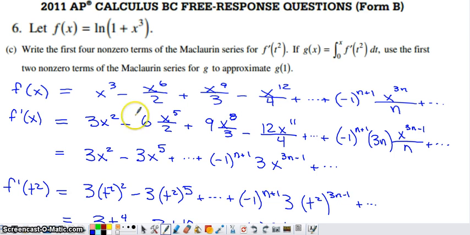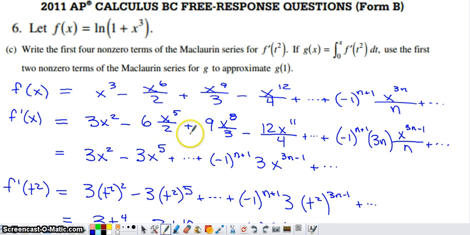In part C of this, they asked us to write the first 4 non-zero terms of the Maclaurin series for f prime of t squared. So what I did first is I took my answer from part A, the Maclaurin series for f, brought it onto this screen, and then I took f prime of x.